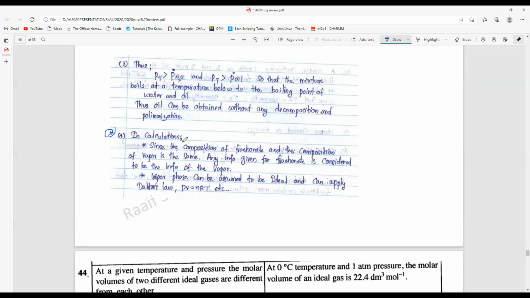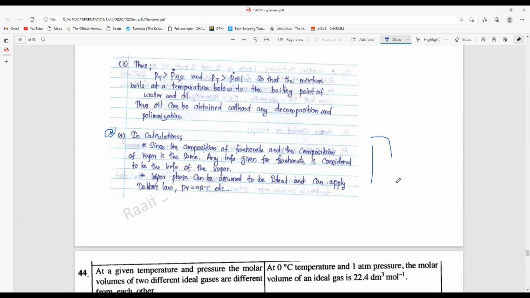In calculations, the composition of the distillate and the composition of the vapor are the same. Why? Because both are independently evaporating. So you take the distillate and you get the composition of the distillate as well as the solution. It will not be different, right? Any information given for the distillate can be considered information of the vapor. That's it.